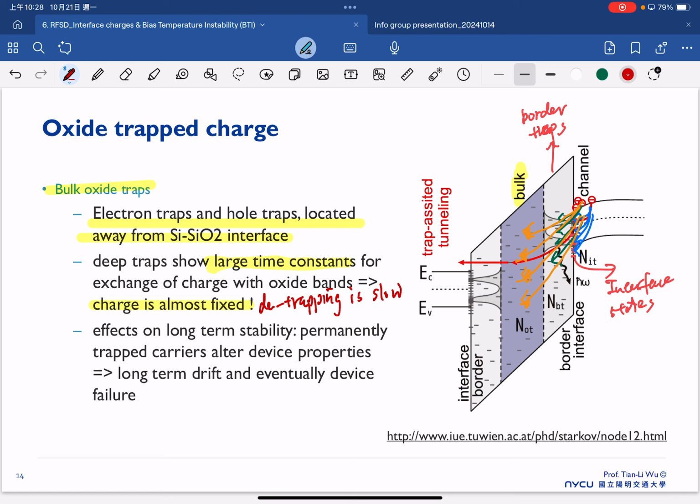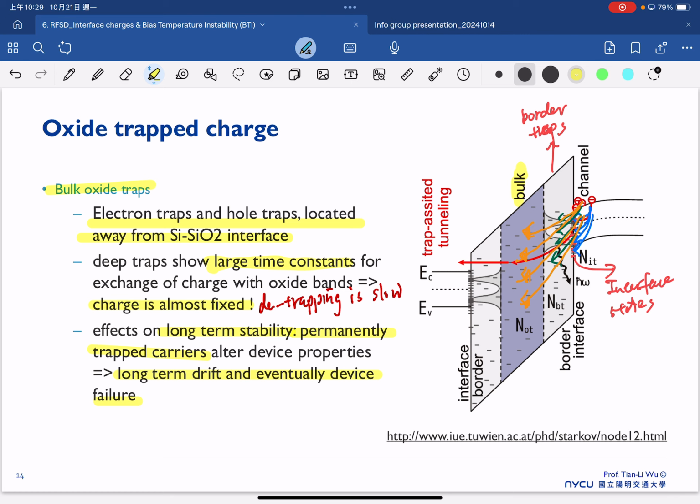And this, of course, will affect long-term stability. Especially, we can consider this like permanent trapped carriers. The permanent trapped carriers will completely change our device property. So this will cause a long-term drift and eventually affect the device values.